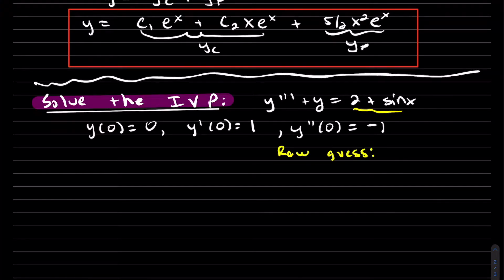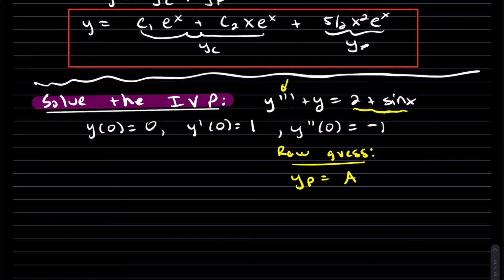Since this is a plus, we use the superposition principle. Yp equals, this is my raw guess for my particular solution. First we have to find the general solution, and then we plug in our initial conditions to find C1, C2, C3, since this is third order. My raw guess would be, whoops, instead of 2, it would be A.